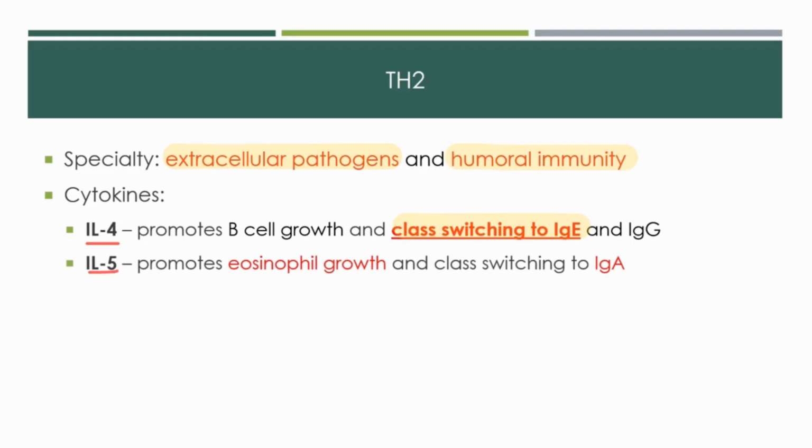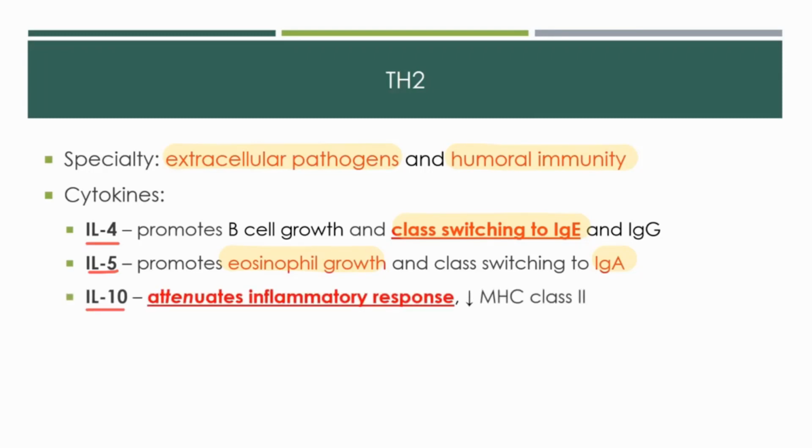IL-5 is another cytokine secreted by Th2 cells, and it promotes eosinophil growth and class switching to IgA. IgA protects against gut infections, including parasites. Again, since Th2 cells help guide the immune system toward fighting extracellular pathogens, it makes sense for their cytokines to affect eosinophils and IgE, which are both instrumental in fighting parasites. IL-10 is an anti-inflammatory cytokine, and a way to remember this is that it attenuates the immune response. It does this by lowering the expression of MHC class II. IL-10 also inhibits the Th1 subtype and inhibits macrophages.